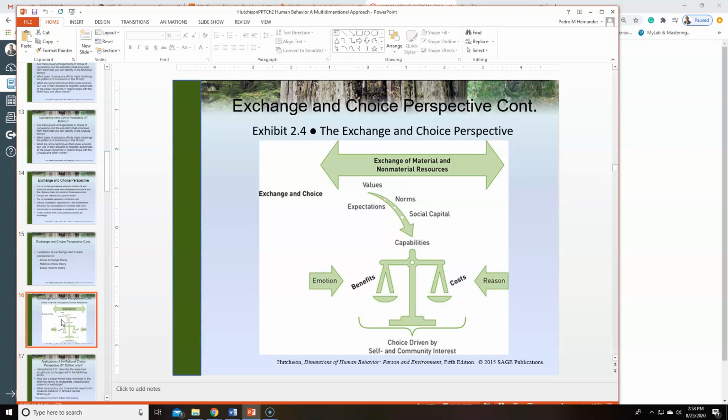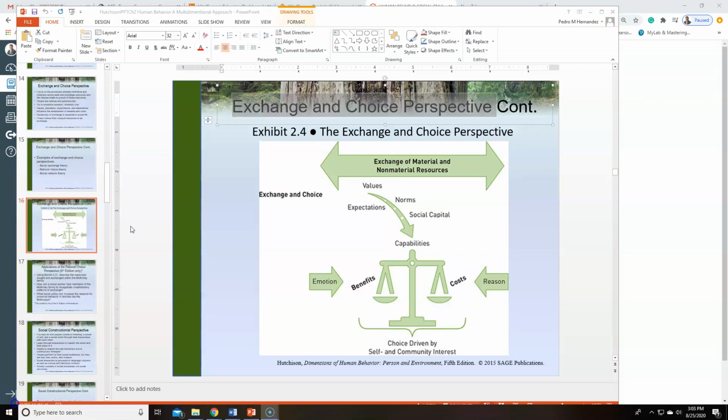Next topic would be the exchange and choice perspective. I tried to make it more visual. Okay, to continue. So we have the exchange and choice perspective.